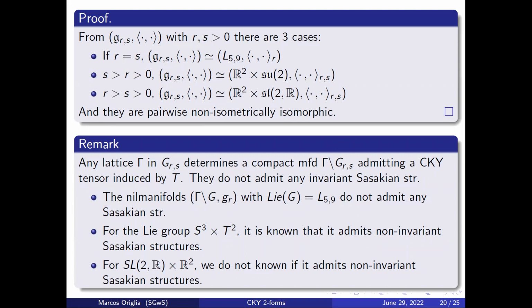So Marco, in the second case, you are using some topological obstruction, S3 times T2, to know that it admits non-invariant ones, you mean? Yeah, they admit. Ah, they admit, okay, sorry. And for nil manifolds, is topology the problem, or how is the proof? I don't know. I only know that if a nil manifold admits one, it has to be the Heisenberg. But I don't know what the proof is. Okay, okay.